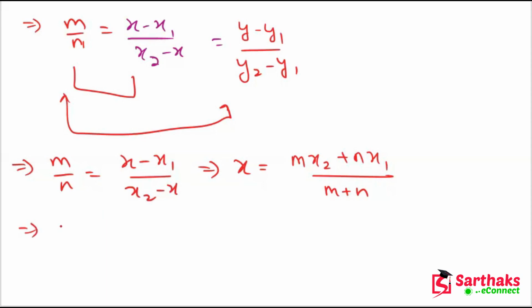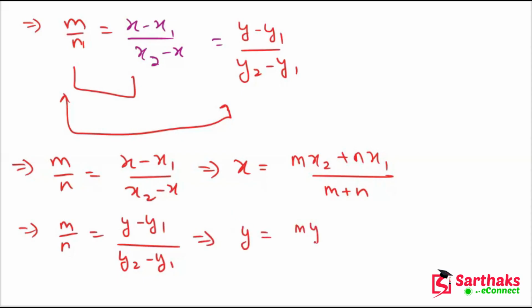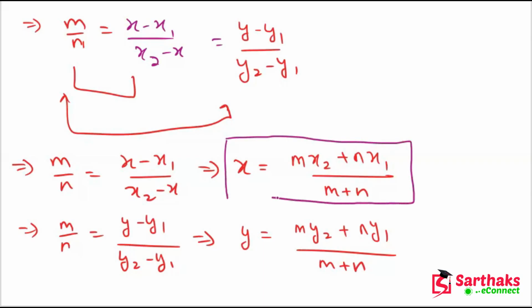And again, m upon n is equal to (y − y1) divided by (y2 − y1), so we have the value of y, (m y2 + n y1) divided by (m + n). So these are the coordinates of M. This is our fraction formula.